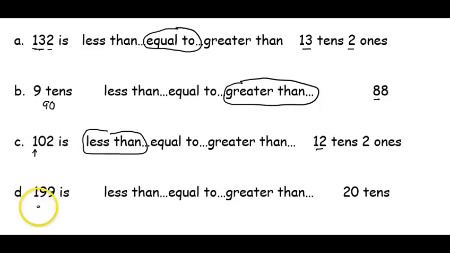Next I have 199, and I'm comparing that to 20 tens. Well, 199 has a group of 100, which is 10 tens, plus another group of 9 tens. So I can say that this number has 19 tens, and I'm comparing it to a number that has 20 tens. So 199 is less than 20 tens because it only has 19 tens.